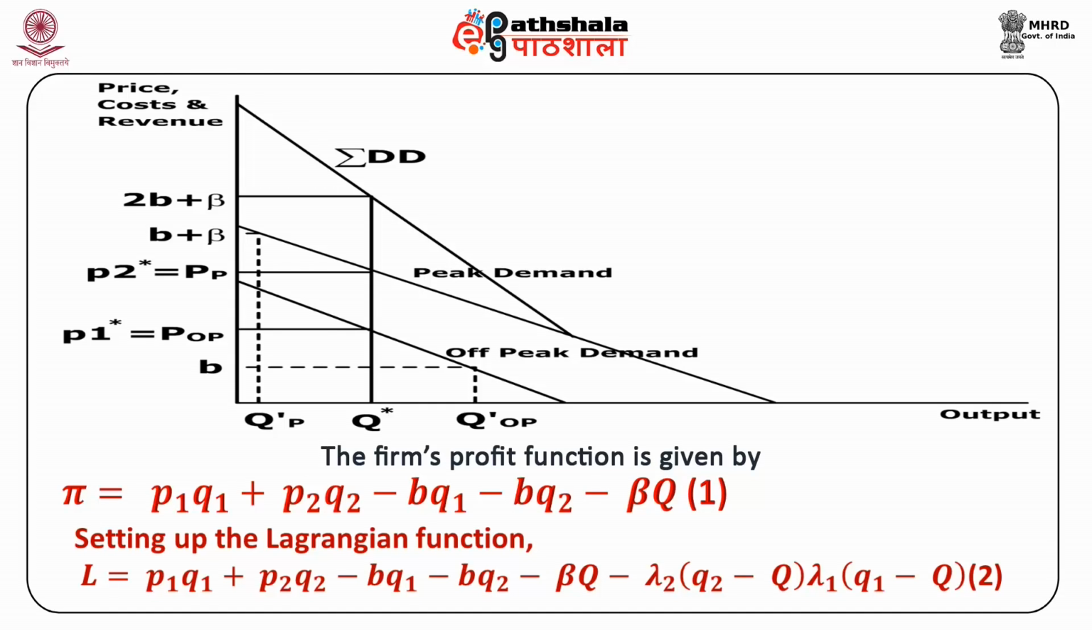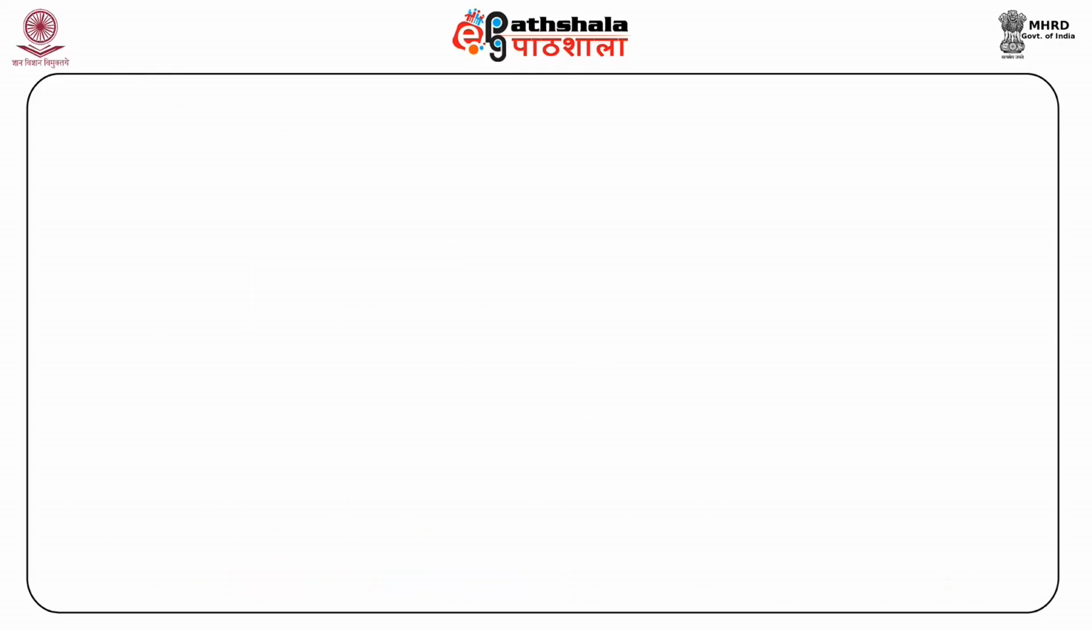And our last equation is lambda 2 star greater than or equal to 0, minus Q2 star plus Q star greater than or equal to 0, and lambda 2 star into (minus Q2 star plus Q star) equal to 0. This is our seventh equation.